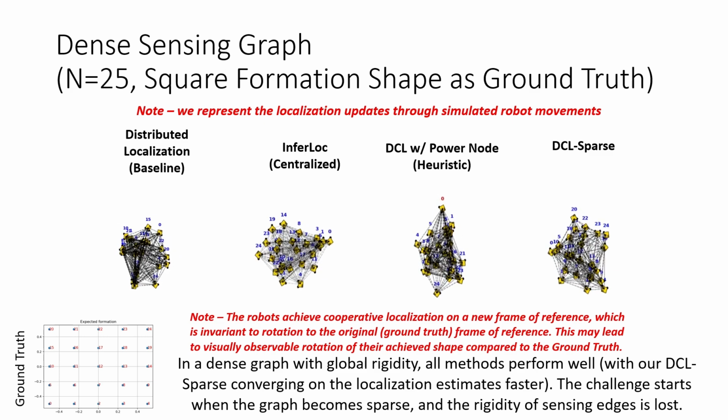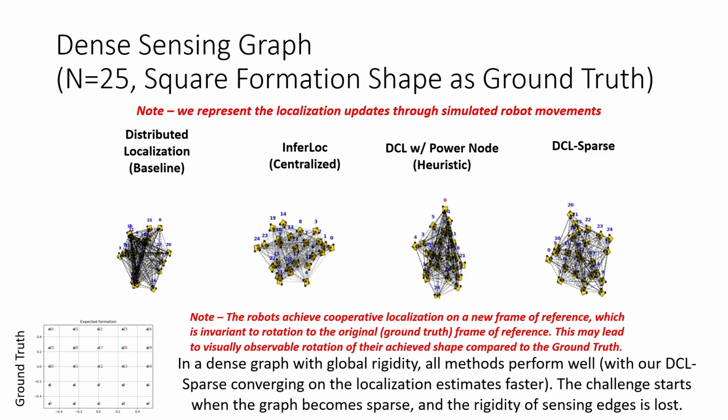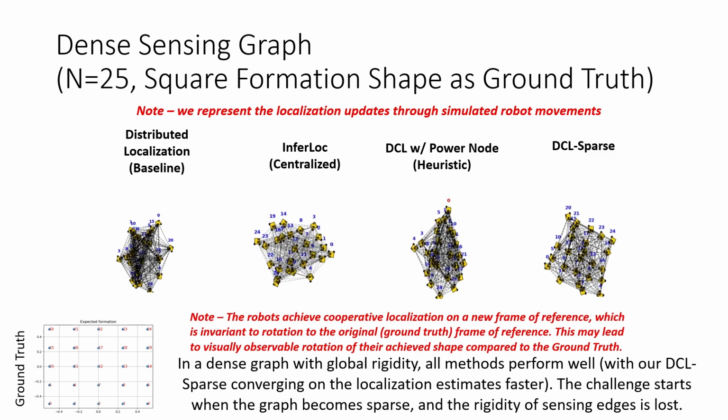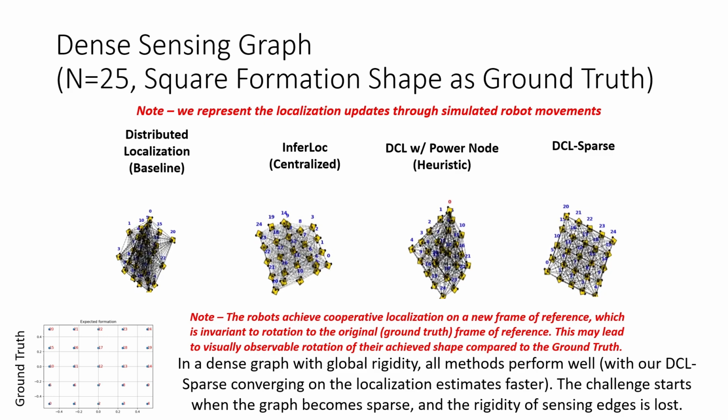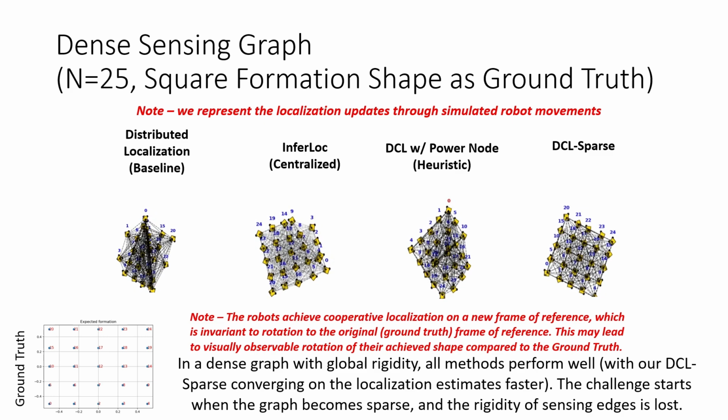For a dense setting with radius more than the GGR threshold, that is, when there is full connectivity, all the approaches and baseline methods converge to the ground truth, but DCL-Sparse converges faster.